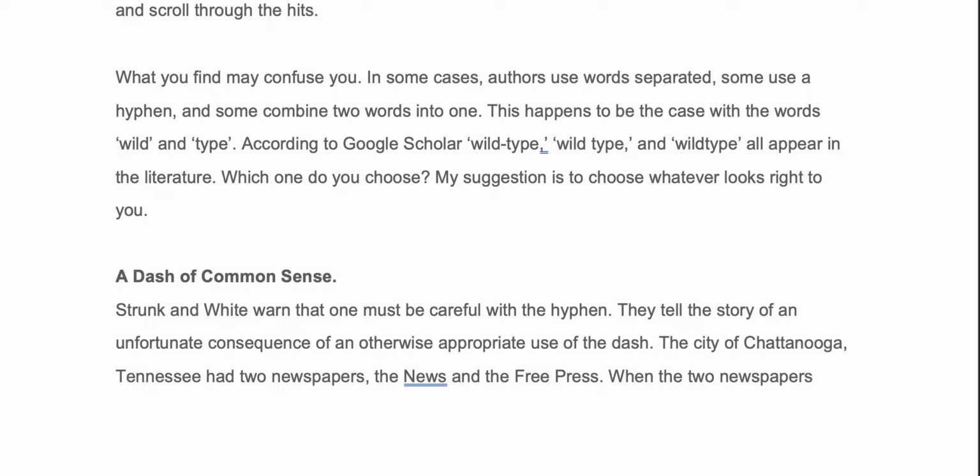What you may find could confuse you. In some cases, authors use the words separated, some use a hyphen, and some combine two words into one. This happens to be the case with the words wild and type. According to Google Scholar, wild-type with the hyphen, wild type without the hyphen, and wildtype altogether all appear in the literature. So which one do you choose? My suggestion is to choose whatever looks right to you.